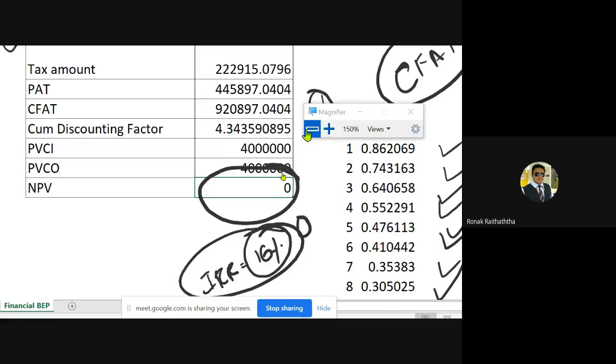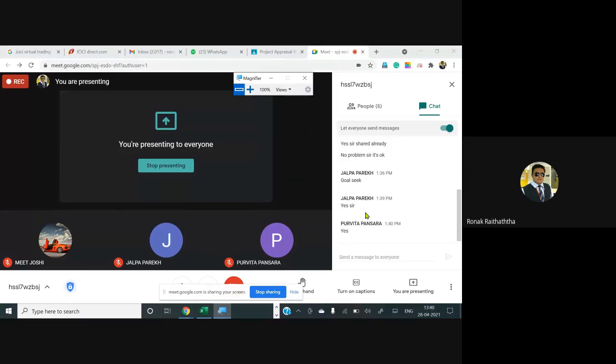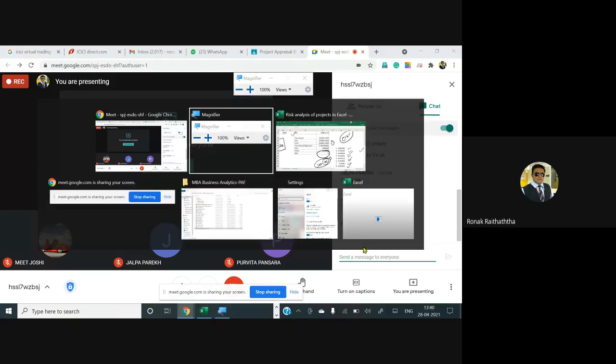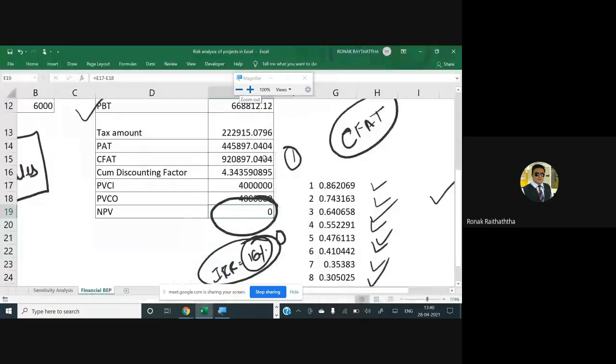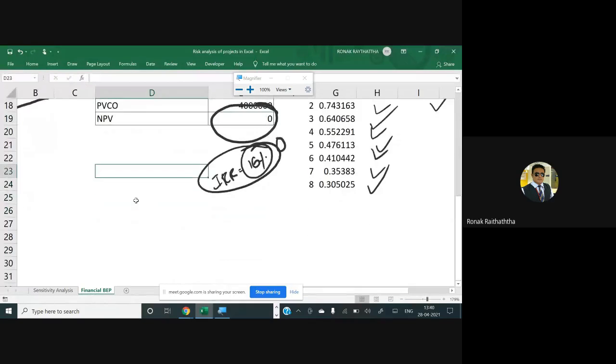May I have the confirmation from the other students, please? Are we there on the track? Yes, very true, sir. From Jalpa? Good, good. Received it from Mr. Meet. Jalpa, Purvita, you stuck anywhere, guys? Unable to see some other students right now. पूर्विता दोपहर को सो गई है. Okay, let's move ahead.